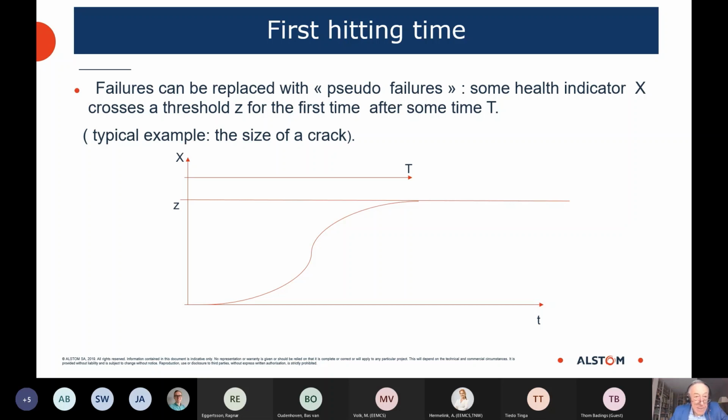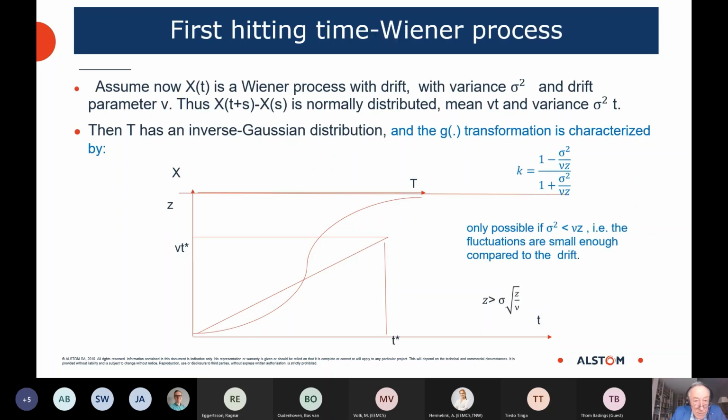As mentioned in the beginning, sometimes a failure can be replaced with a pseudo failure, and in PHM we are usually interested in that. We have some health indicator. Think, for instance, of the size of the crack or something else that crosses a threshold, and we are interested in when it's going to cross the threshold, because it means that the function is lost. Crack is an easy example, but there are many other examples in various kinds of physical phenomena. So in that case, the remaining useful life is the time from now until when it will cross the threshold.